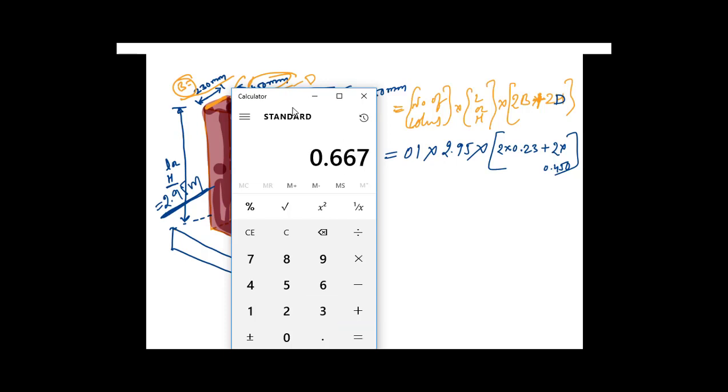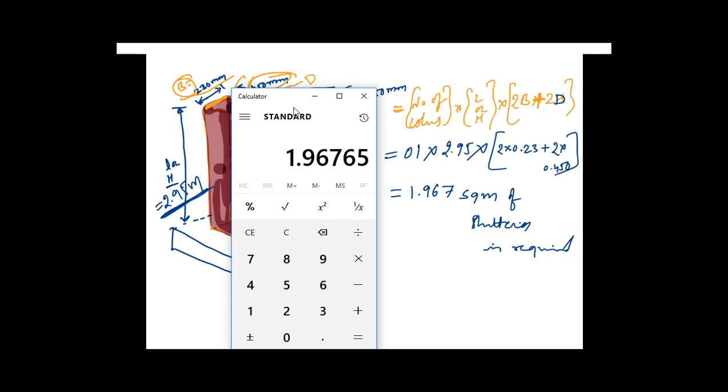This whole has to be multiplied with 2.95 and one number. The final answer we get is 1.967 square meter of shuttering is required.